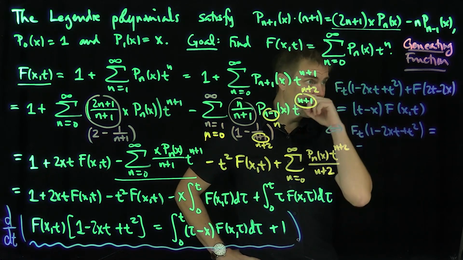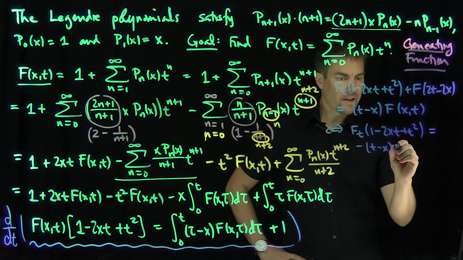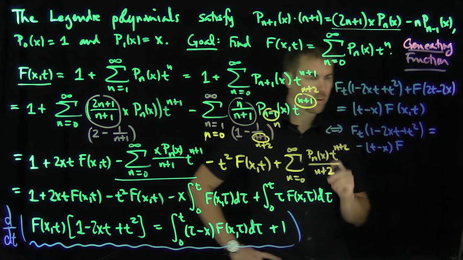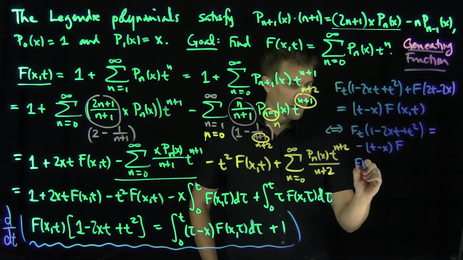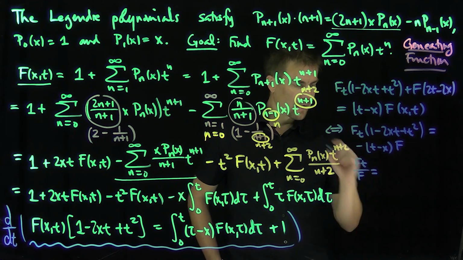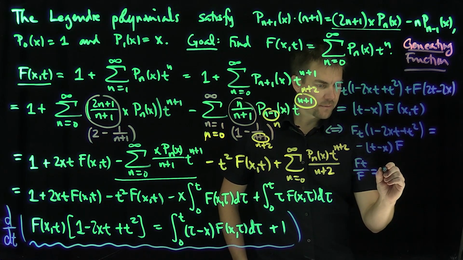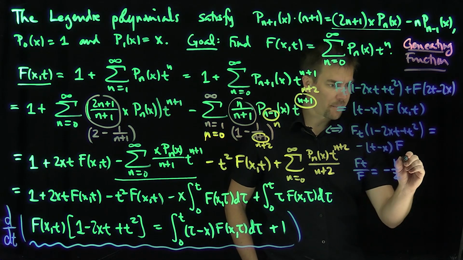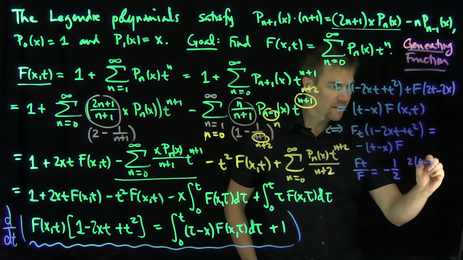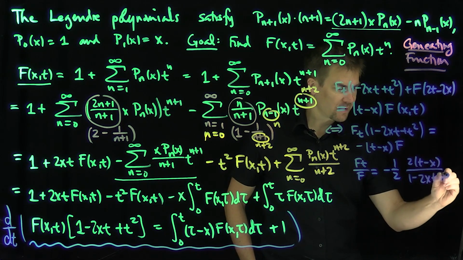negative t minus x, and then times f, like so. Okay? And I'm going to write this in the following way: f_t over f is equal to negative, and I'm going to put a 1/2 and put a 2 back up here, so 2t minus x over 1 minus 2xt plus t squared.